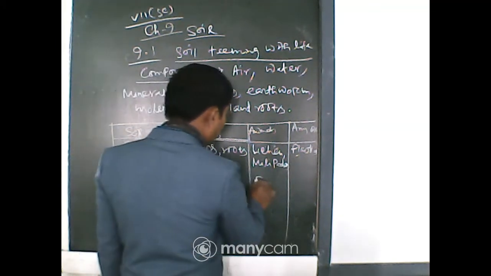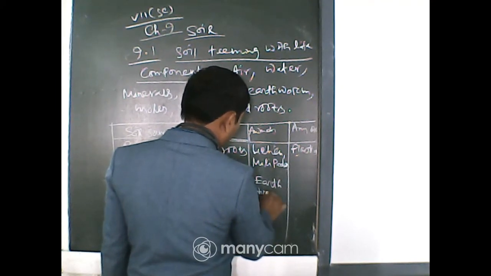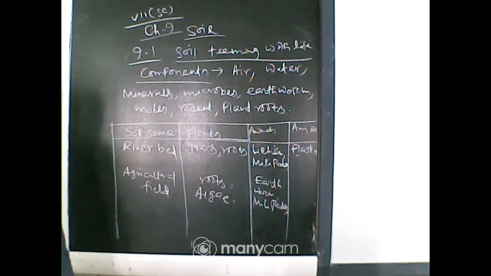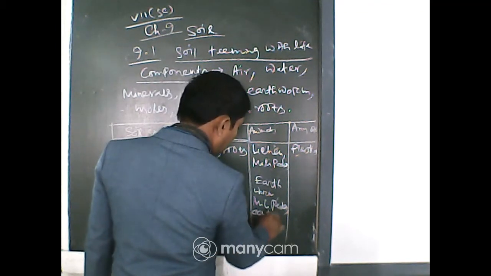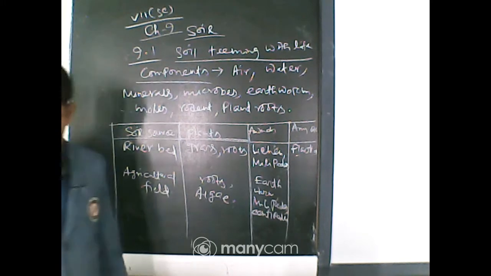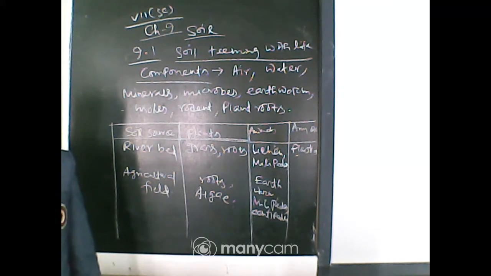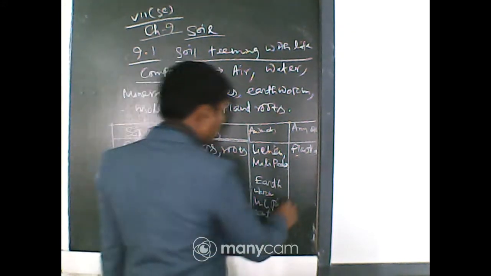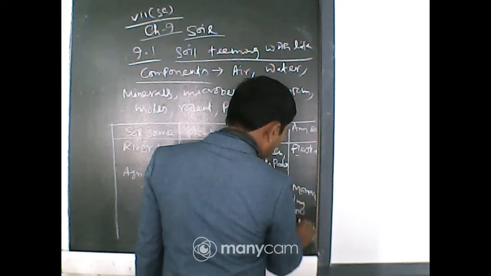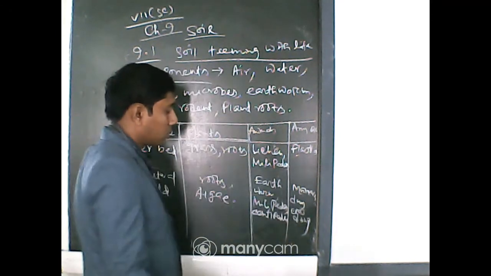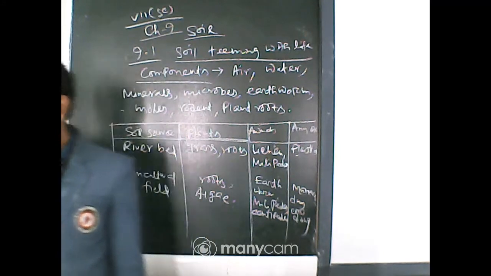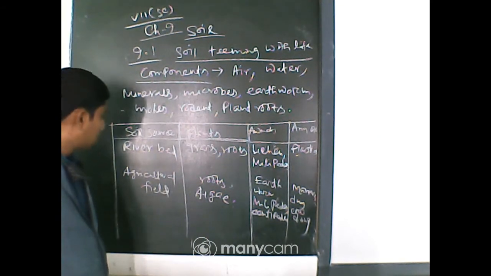Earthworm. Millipedes. Centipedes. Okay. Any other observations in the agricultural field? Manure, dry cow dung, these you can see on the agricultural field. Complete it.